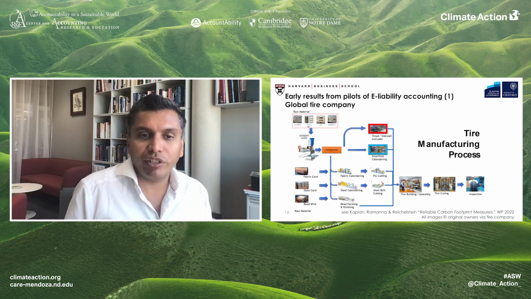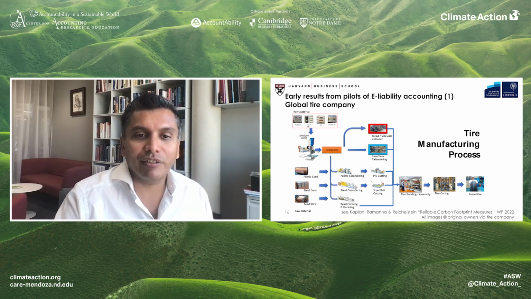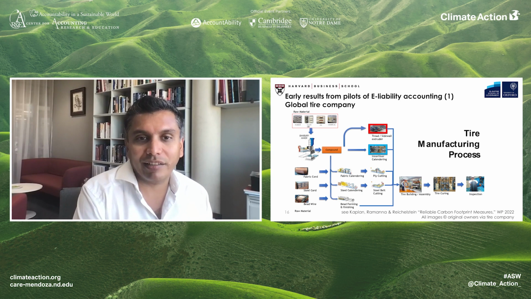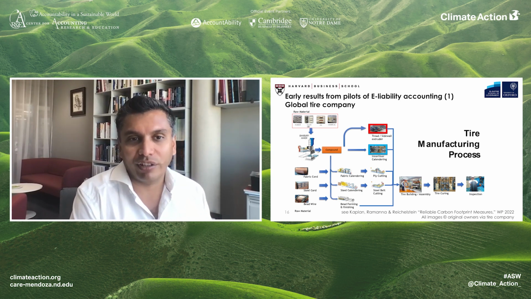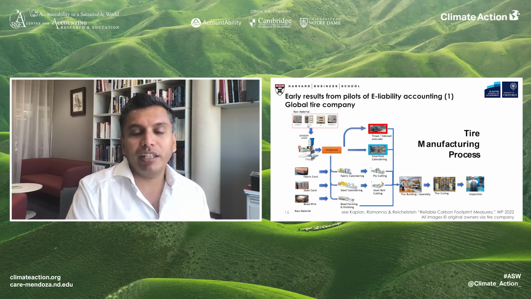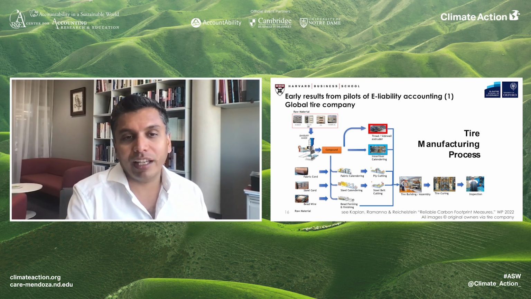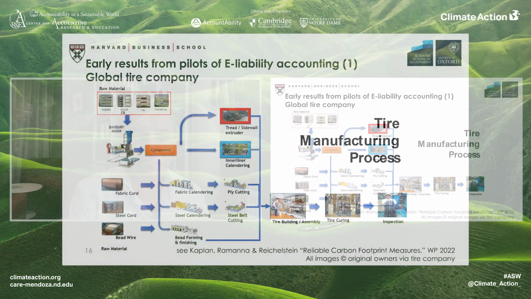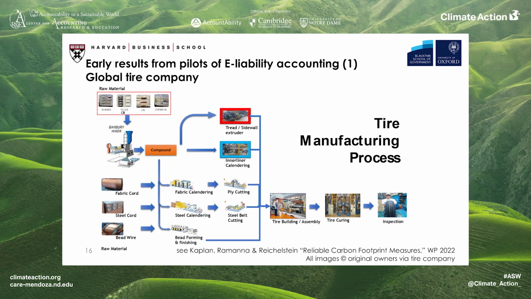And what we're going to share with you in the last few minutes is the results of some early pilot studies with two pioneering companies that have taken us up on this challenge. The first one of these is a global tire company that has its operations primarily based in Southeast Asia. And here on slide 16, you see a simplified representation of the tire manufacturing process, which is a standard industry kind of representation, but as customized by this particular company.